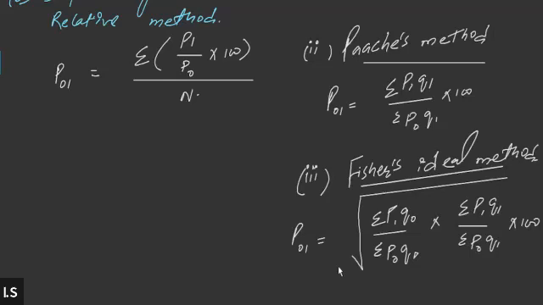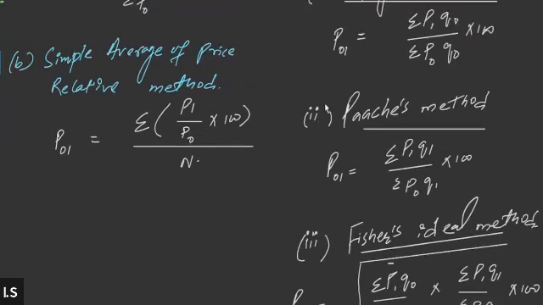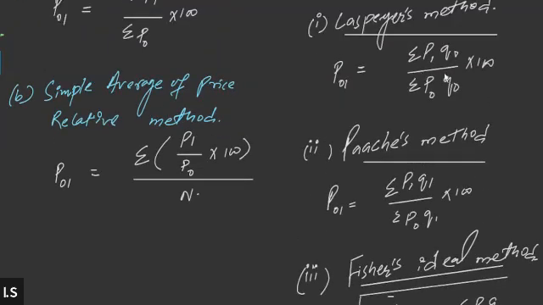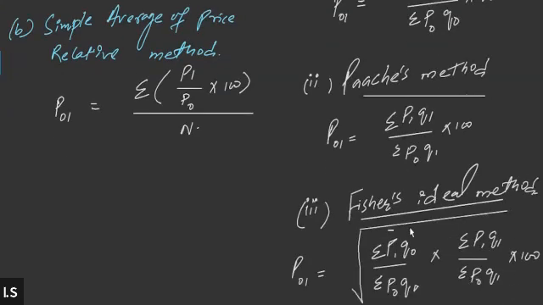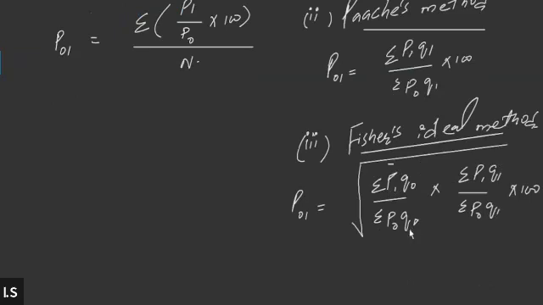If you look closely, you will notice that Fisher did nothing but combine the formulas given by Laspeyres and Paasche, multiply them, and put them under a root. Laspeyres' method is sigma P1 Q0 divided by sigma P0 Q0, and Paasche's method is sigma P1 Q1 divided by sigma P0 Q1. Fisher has simply multiplied both formulas and covered it with the square root.